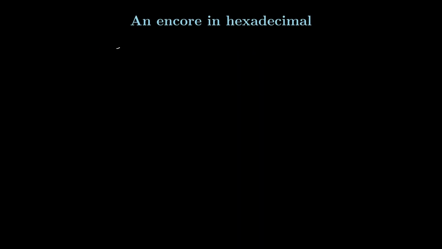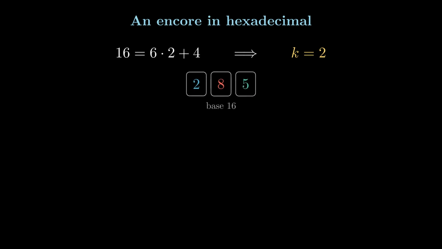One more in the base programmers actually use. 16 is 6 times 2 plus 4, so hexadecimal gives us a 3-digit Armstrong number with k equal to 2. The formula we derived before says the digits are 2, 8, and 5.